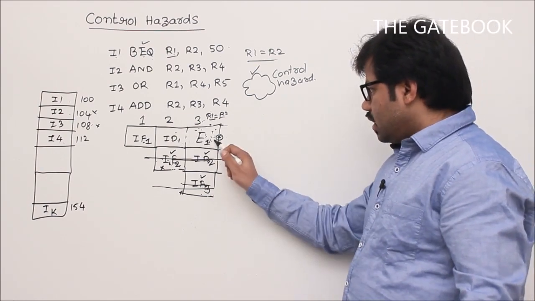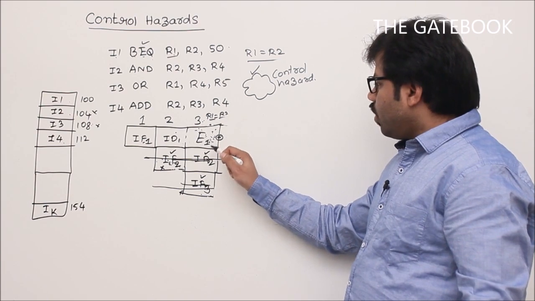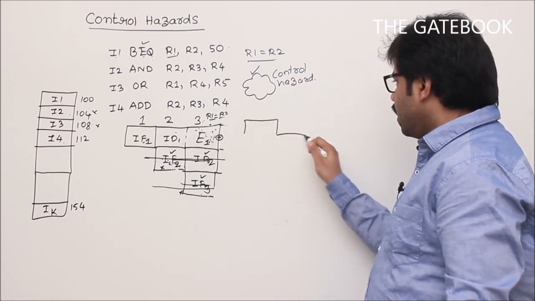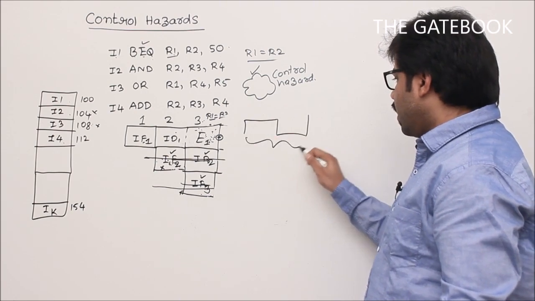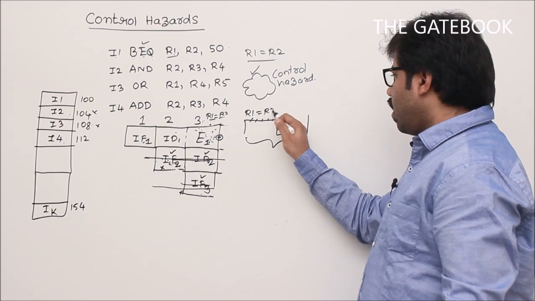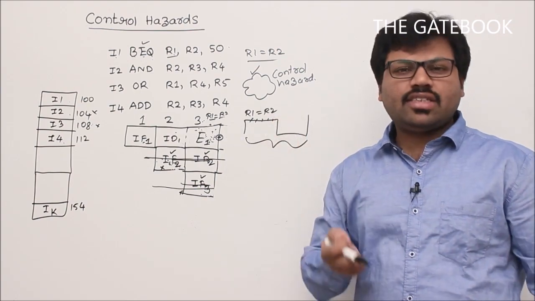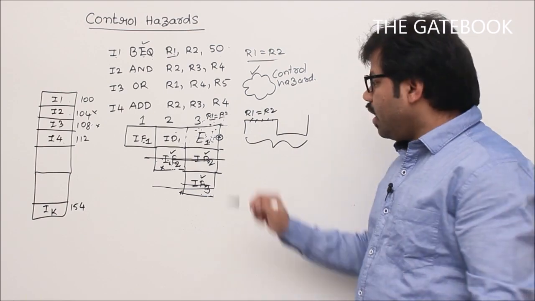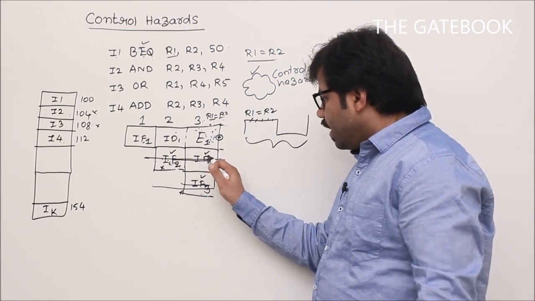After the end of this execution, what you do better is, in the early stage itself, that means this execution is, you can imagine, like one clock cycle. In the first half of the clock cycle, you compare R1 and R2 very quickly. Comparison generally takes very little time. So compare R1 and R2.